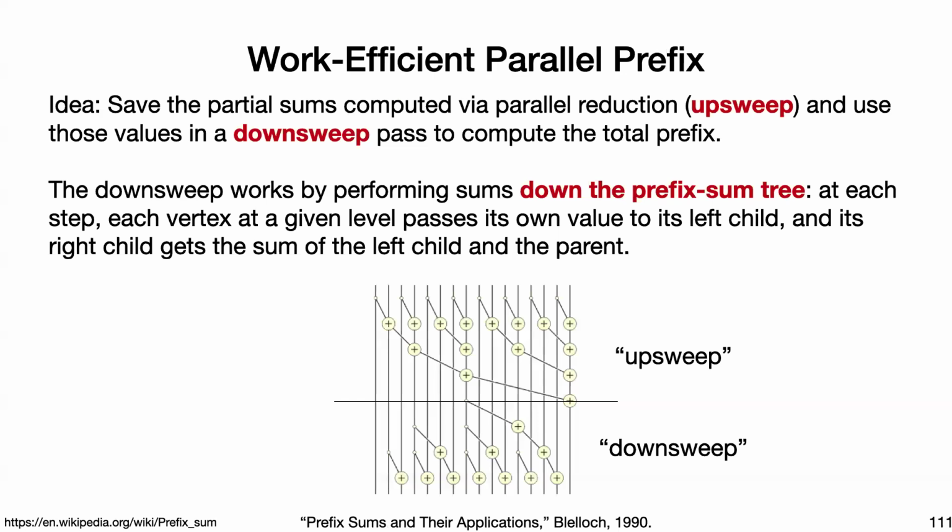The upsweep is a tree-like reduction, just like any tree-like reduction that we would compute for the sum. If you only cared about the total sum of every element, then you would just keep around this last element and you wouldn't care about any partials that you computed. But because with prefix sums you care about all the partials, in the upsweep you keep track of every partial sum that has been computed so far.